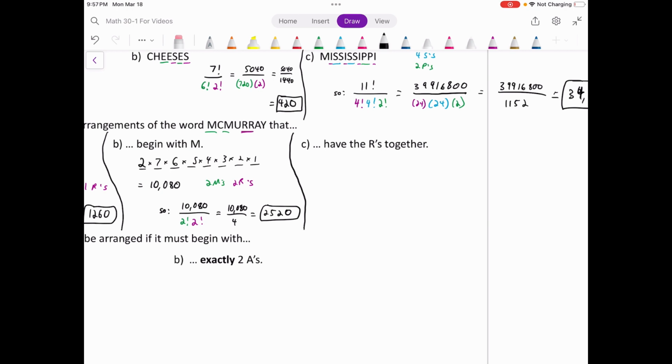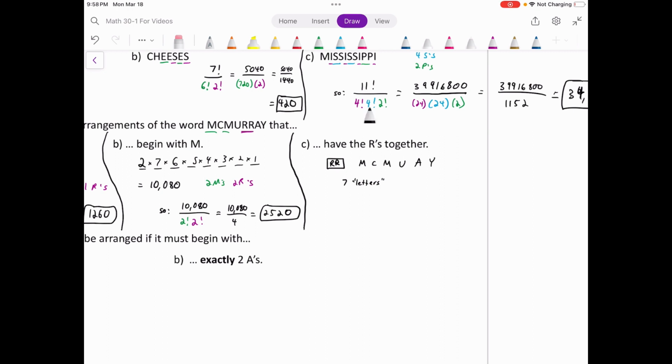All right. How about the number of arrangements of the word McMurray that have the R's together? Okay, so really putting together all the stuff we've talked about, right? Let's group the 2 R's. So I'm going to group the 2 R's, and I'm going to treat them like one letter because they have to be together. So you've got our RR, our M, C, M, our U, our A, and our Y, right? So we could kind of look at this as having 7 letters, right? 7 letters.